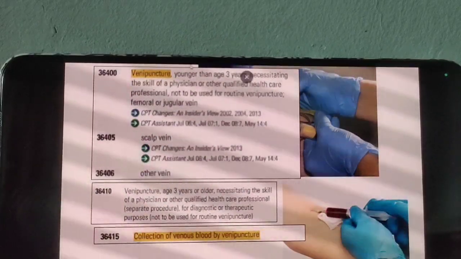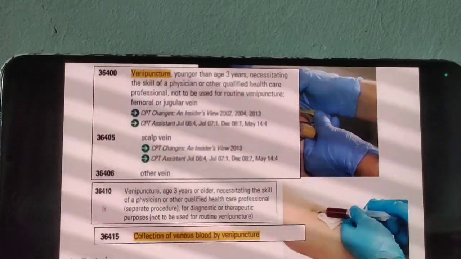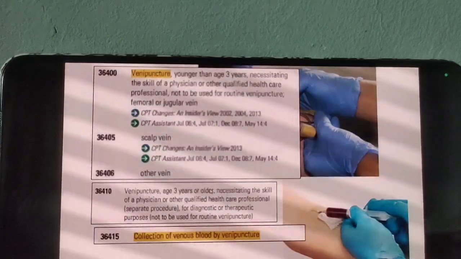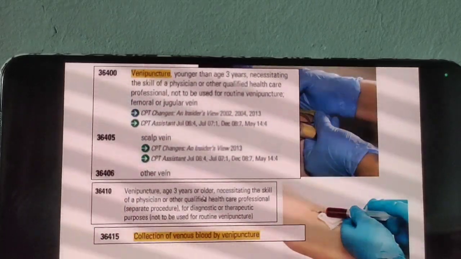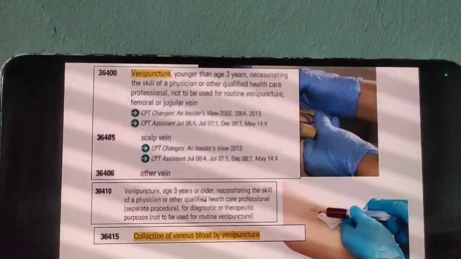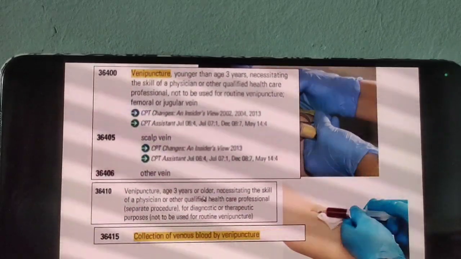So the above code section is for patients younger than 3 years: 400, 405 and 406. Then 410 for 3 years or older, and 417 for 3 years and older. Did you understand? Any doubt? No, ma'am. Okay.